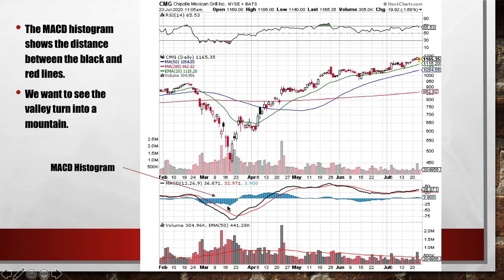So what I love to see is when the MACD bars go up and up and up here, and the valley starts to turn into a mountain. And that's where we want to do it. When we get that cross and we get the bars over here, that's an indication that now the momentum is behind the buying.